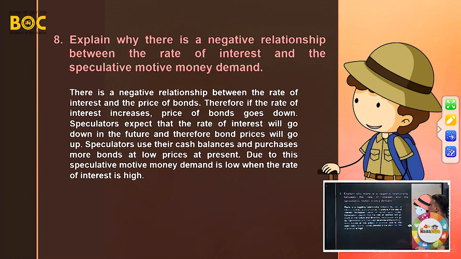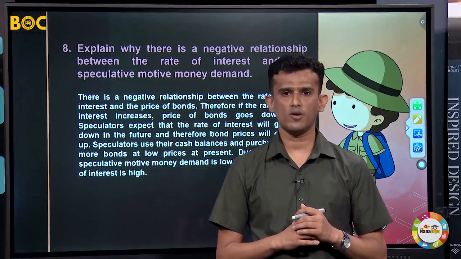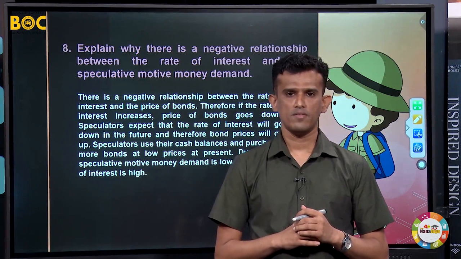Explain why there is a negative relationship between the rate of interest and the speculative motive money demand. We briefly discussed the speculative motive money demand in the previous question. At that point we discussed that the speculative motive money demand has a negative relationship with the rate of interest. Here we are supposed to explain how there can be a negative relationship between the rate of interest and the speculative motive money demand. We will explain it.